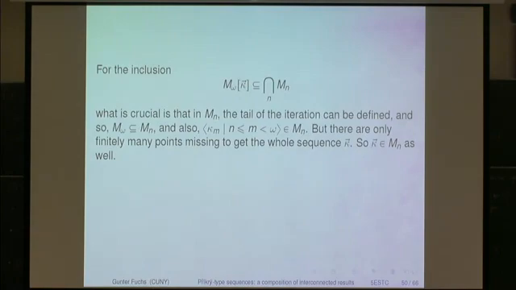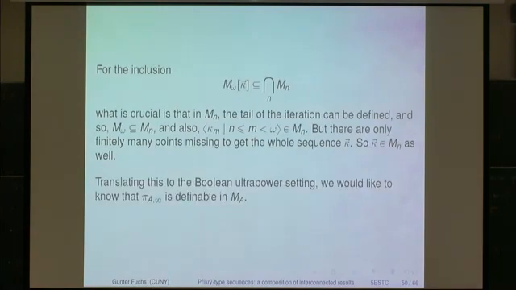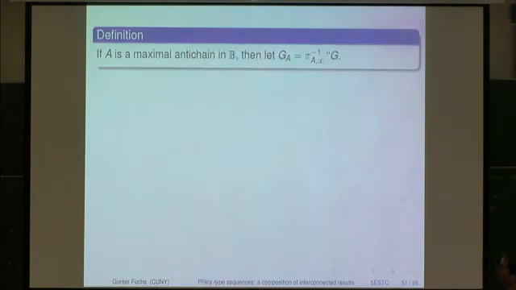In order to argue like this, translated to the Boolean ultrapower situation, we would like to know that pi_A,infinity is in M_A for every A. So the question is, how could you do this in general? What you can do is pull back the generic over V^B/U pointwise under pi_A,infinity, and call this G_A.